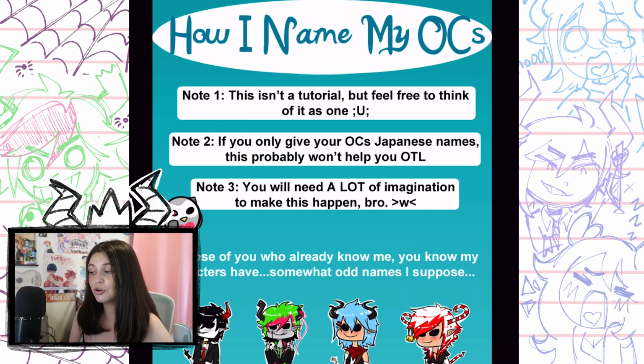Note 1. This isn't a tutorial, but feel free to think of it as one, which is very kind of me as a child to allow freedom of whatever. Note 2. If you give your OCs Japanese names, this probably won't help you. Love that baby me is calling out people who make all of their characters have Japanese names. Note 3. You will need a lot of imagination to make this happen, bro, because if you're not on my level of imagination, you can just get the f out of here. You do not belong here.